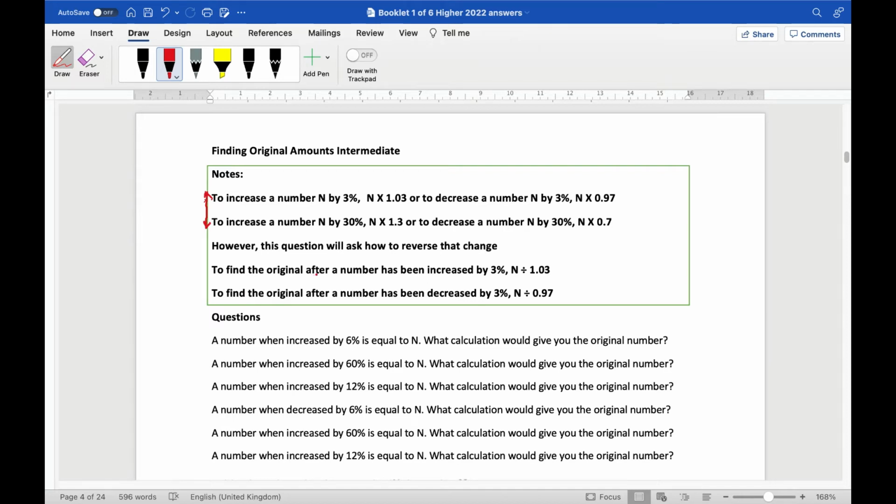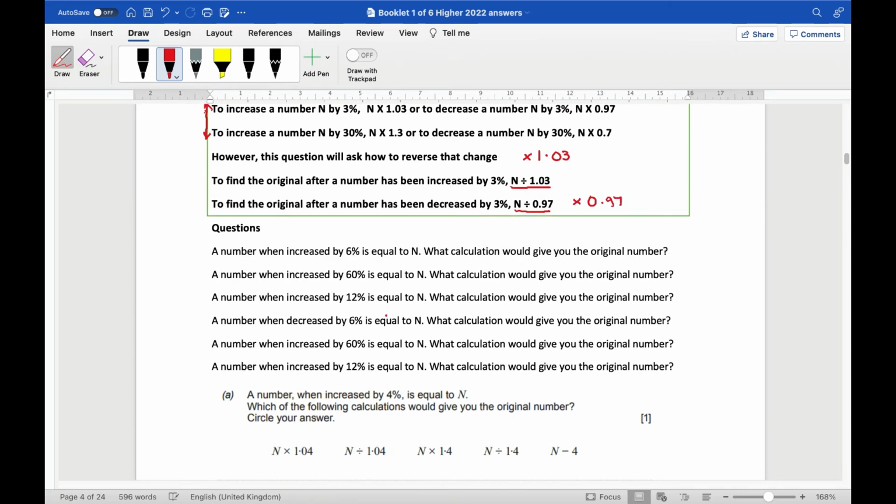So, to find the original after a number has increased by 3%, you've got to think, in order to increase a number by 3%, I would times by 1.03, which is the original amount, add the 3% on top. But to reverse that, I need to take the answer n and divide it by 1.03. Or the second line, to find the original after a number has been decreased by 3%, well, to decrease a number by 3%, I would times it, not by 1, but by 3% less than 1, which is 0.97. But to reverse it, I divide by 0.97.